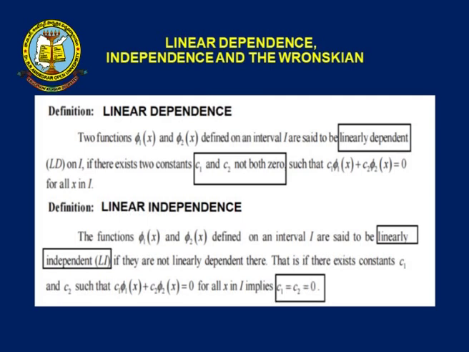Linear dependent means the functions phi1 and phi2 combine to give 0, but C1 and C2 are not 0. The total equation, the left side term, is equal to 0, where phi1 and phi2 are the functions. That is linear dependence. Linear independent means C1 and C2 are 0 and phi1 of x and phi2 of x are non-zero functions, then it is linearly independent.